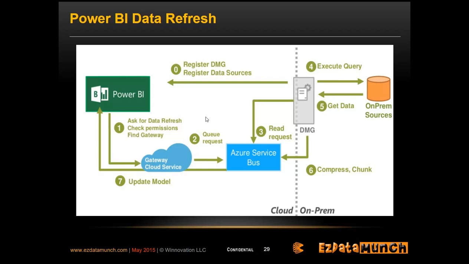Data management gateway will make sure that authentication is right. It needs a static authentication, a user ID and password, because it can't accept a dynamic ID password. It's going to take that, go to the source, authenticate, and make sure that the static ID password has the permission to get the data, fetches the data, and sends it back. So this is how the data refreshes will happen using the data management gateway.